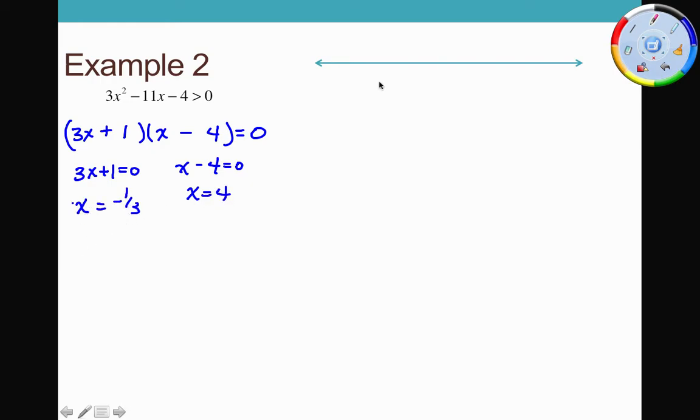So solving each of those, I've got a negative 1/3 and I've got a 4. Now because I have a strict inequality, these values will be boundaries in my intervals but not included. So my first interval on the left will be negative infinity to negative 1/3, close parenthesis. I'll have a negative 1/3 to a 4, close parenthesis, and I'll have a 4 to infinity, close parenthesis.